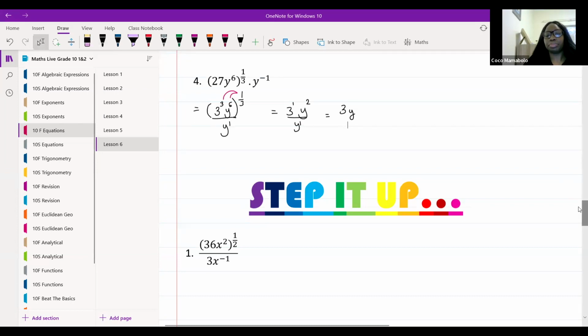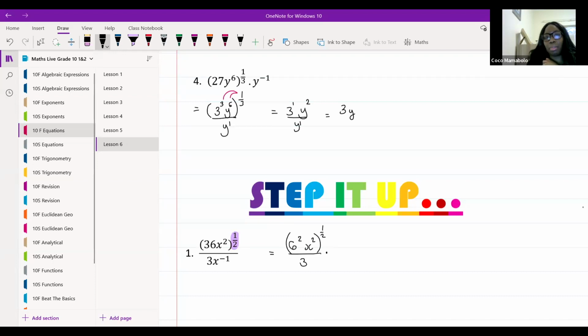Nice and easy. Now over here at the bottom, I see that I've got a bracket and an exponent up top here. So I'm going to do the exact same thing that we've just done up top. Again, I'm going to rewrite 36. If I take it the long way around, this time I'm going to take it the way that Kat did her first question. So I'm going to rewrite 36 as 6 squared, x squared, to the power of a half, over 3.